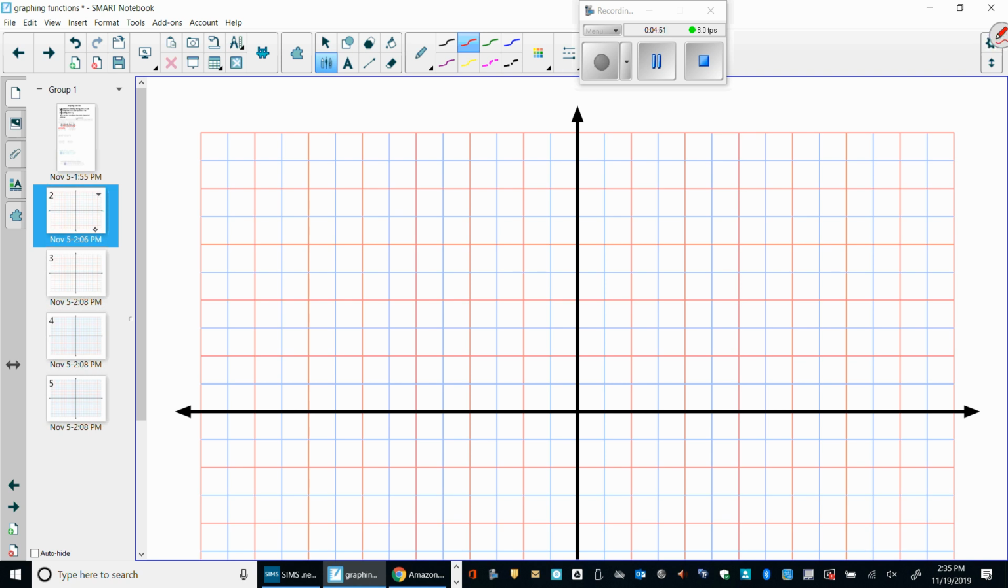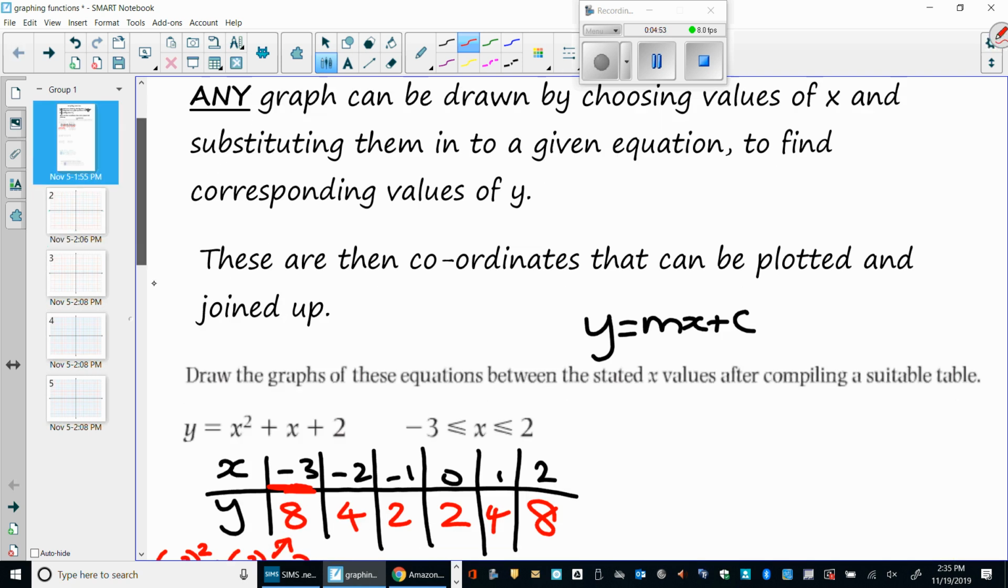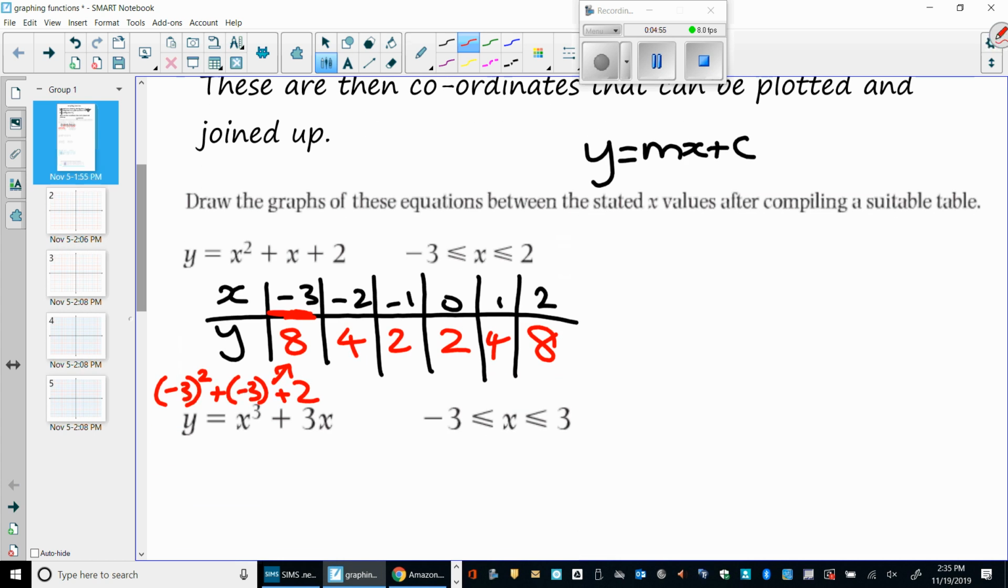You are very, very intelligent ladies. You can work it out. You can see that your x values have to go at least between -3 and 2. You can see that your y values don't go negative at all, so you wouldn't even need the bottom quadrant, but you do have to go up to at least 8.